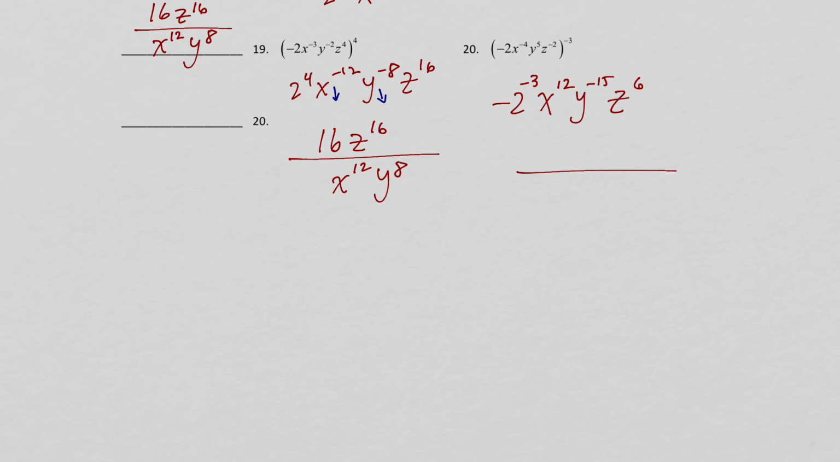So now I'll make a fraction bar. There's a negative in front of it from this, and then this will go down, and this will go down, and this and this will stay put. So we have x to the 12, z to the 6. We're going to have 2 to the 3, y to the 15. And finally, this is going to be 8. So we're going to have negative x to the 12, z to the 6 over 8, y to the 15.